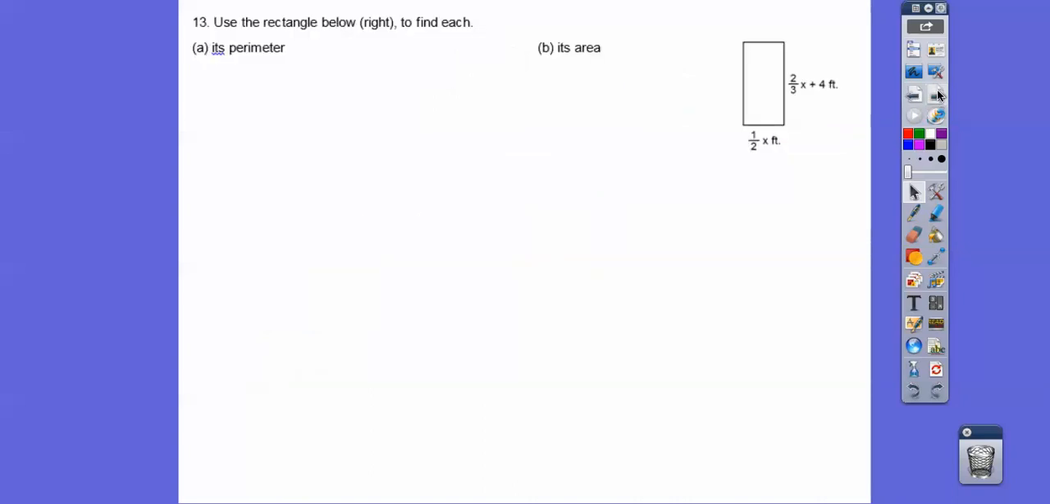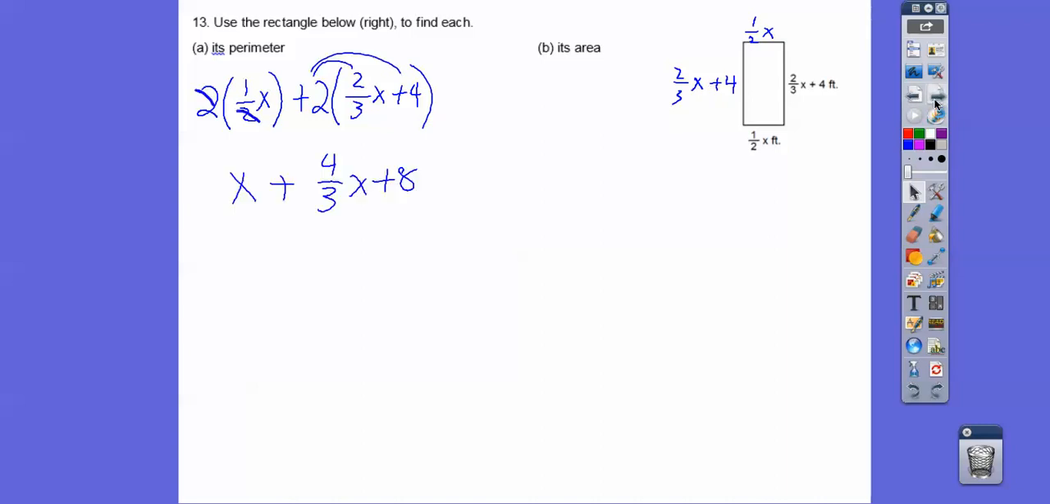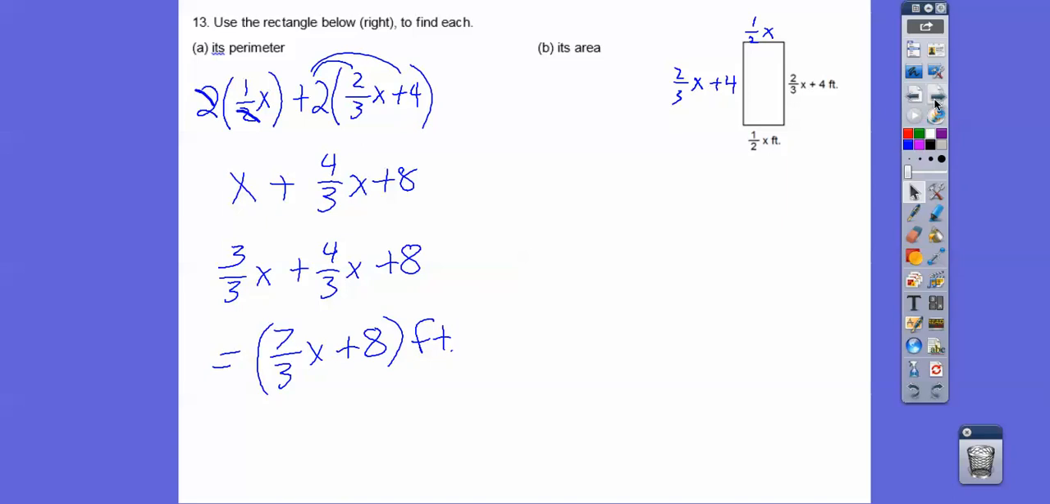Okay, so we have this rectangle over here, and we're going to find its perimeter. So for perimeter, add them up all the way around. So if this is 1/2 x, and so is this up here, and this is 2/3 x plus 4, so is this 2/3 x plus 4. So the perimeter is going to be twice the top and bottom plus twice the left and right there. Okay. So you can see I did this on my board with my students. Okay, so when I do that, combine like terms, and then there you go.